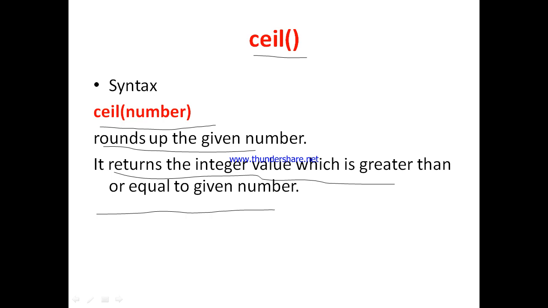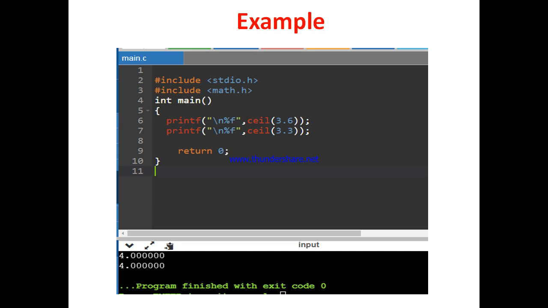For example, suppose the number is 5.7 here. If we write 5.7, then it rounds up this given number and returns 6, because 6 is higher than 5.7. Let us see the example.